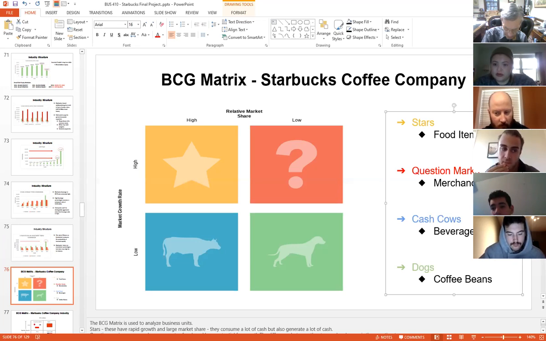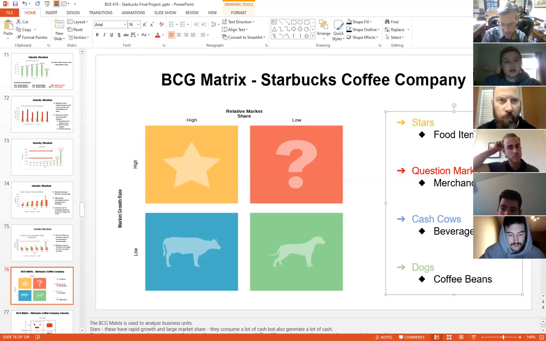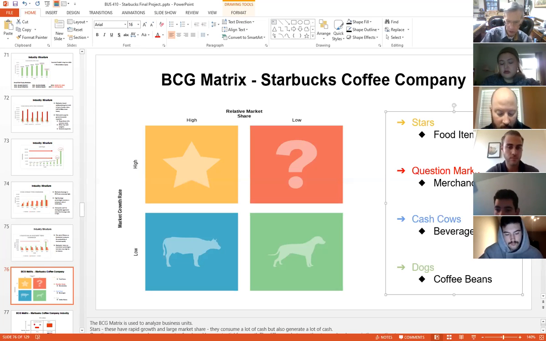I do see food items as stars, especially in countries where Starbucks is expanding into. So there's plenty of room for growth. For example, in Australia, a lot of people go to Starbucks to not only get coffee but also food items. But yeah, we can make the change in there. Well, you don't have to as long as you have a point of view.